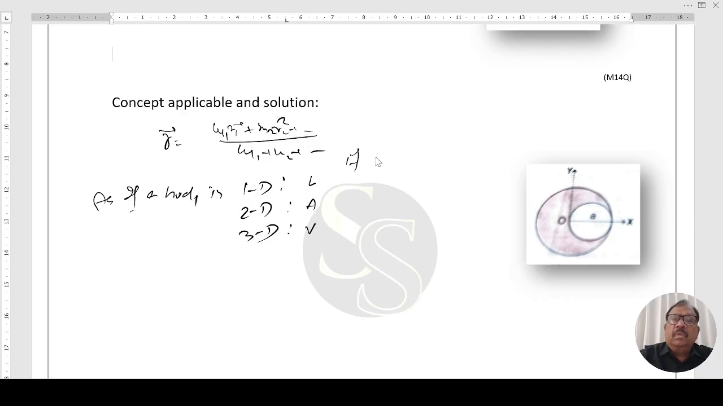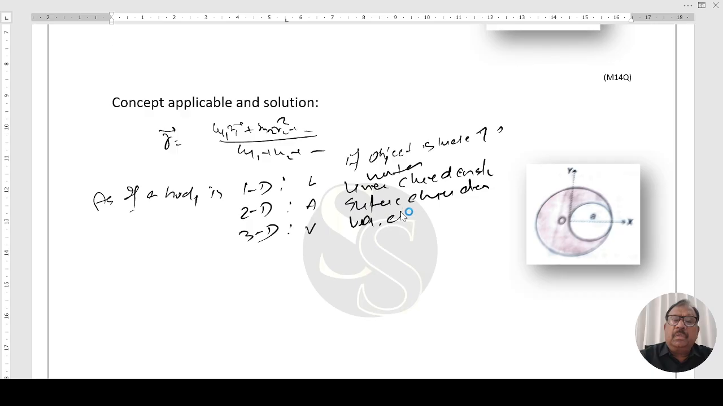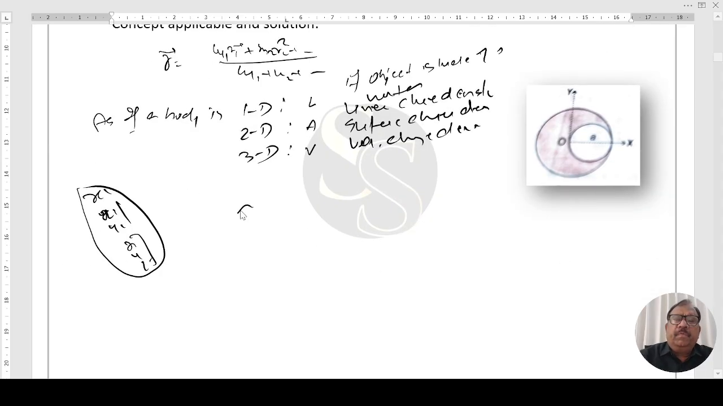If the object is made up of uniform linear charge density, surface charge density, volume charge density, then if it is one dimensional, we use x1, two-dimensional, x1, y1, and x, y, z for three-dimensional. Right?